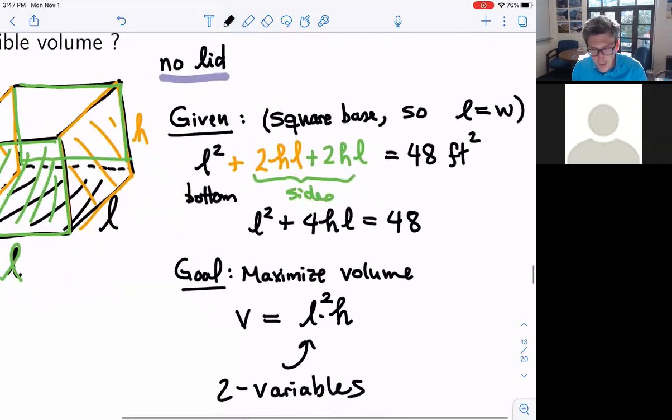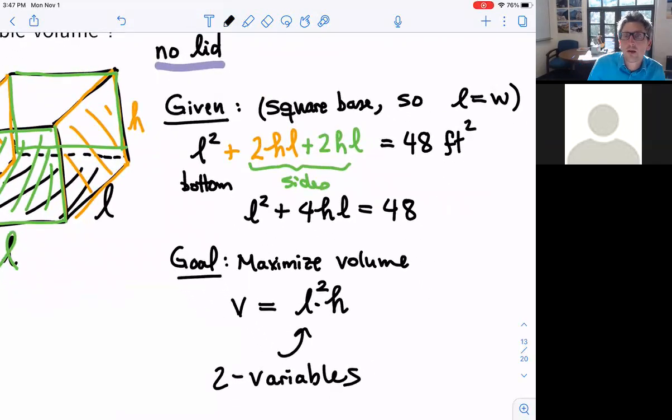And I look at that equation and I think, is this an equation I could solve for one variable in terms of the other? Could I solve that for L? Could I solve it for H? Now the answer to both of those questions is yes.